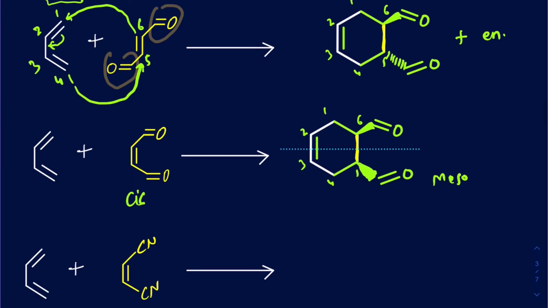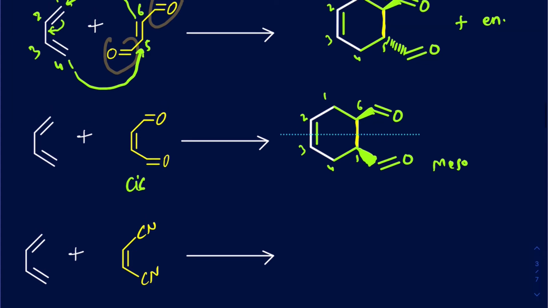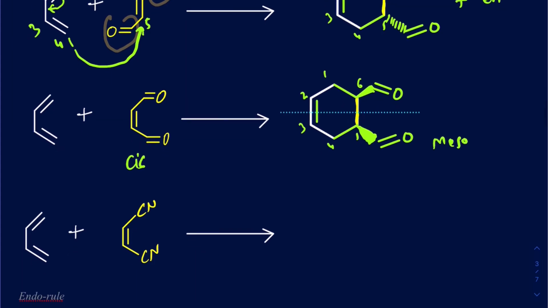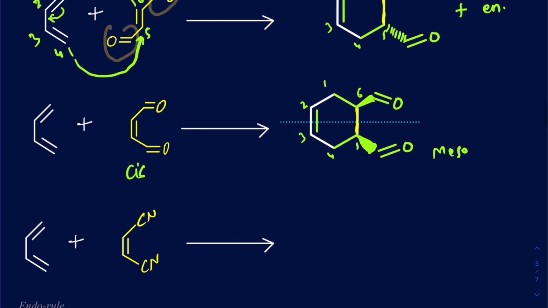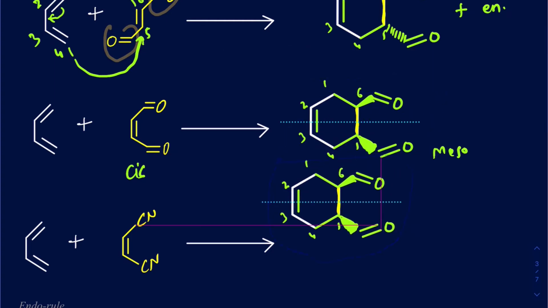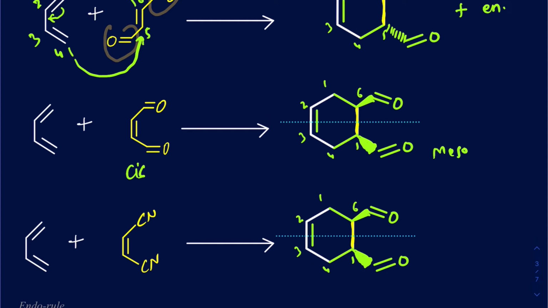You don't really have to have only carbonyls. You can also have the nitriles that I have here. For the nitriles, all I have to do is, instead of having the carbonyls, put the nitriles there, with everything else staying the same. So this again was a cis dienophile. You want to stay cis in the ring, so you will make a meso compound.